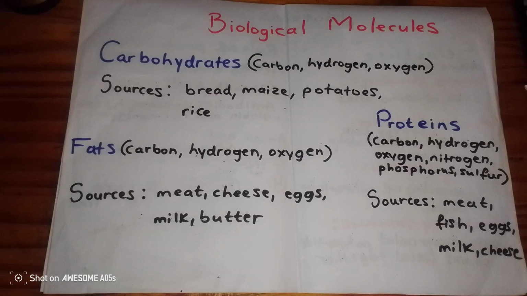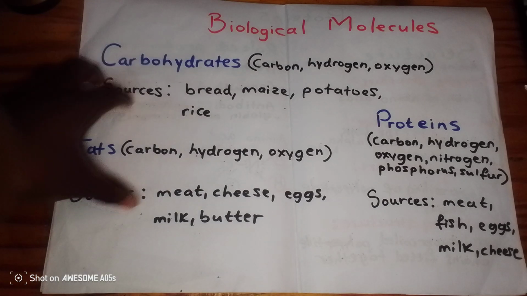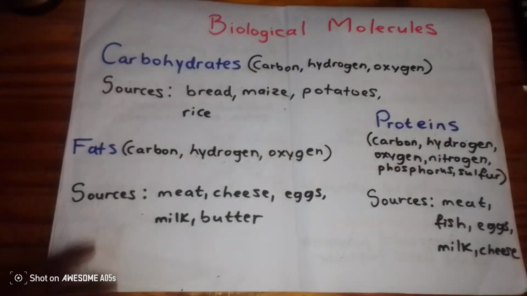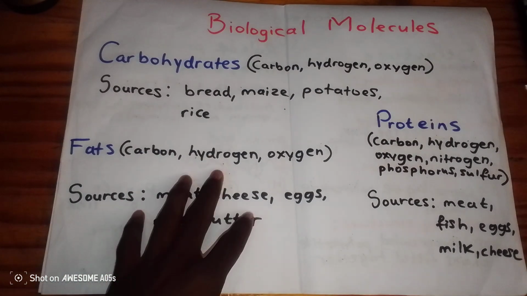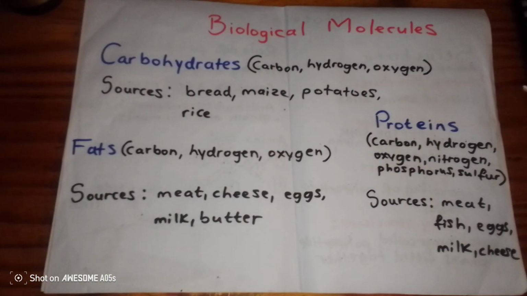But don't you worry, I have notes on these under the role of these biological molecules in the human body and other living organisms, under the role of each biological molecule in living organisms. But first off, let's look at what is contained in these biological molecules. So with carbohydrates, we have carbon, hydrogen, and oxygen. With fats, we have carbon, hydrogen, oxygen. With proteins, however, we have carbon, hydrogen, oxygen, nitrogen, phosphorus, and sulfur.